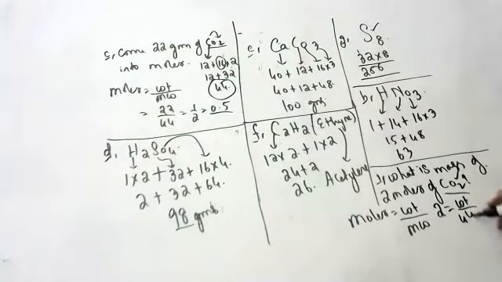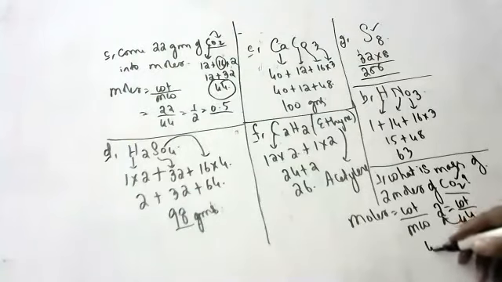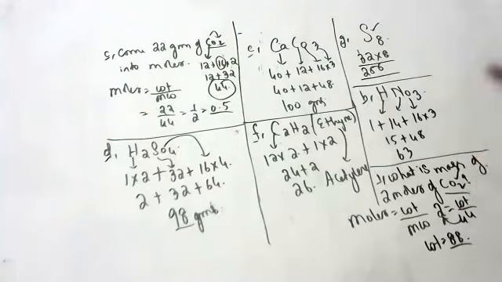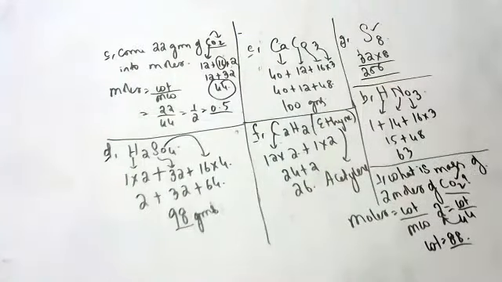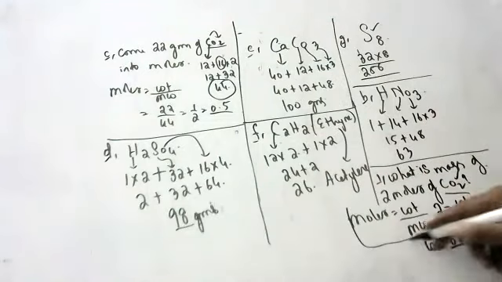44. So what is the weight of 2 moles? 88. Okay, children, 1 mole is 44, 2 moles is 88. 1 mole means molecular weight only. If you didn't understand, use the formula.